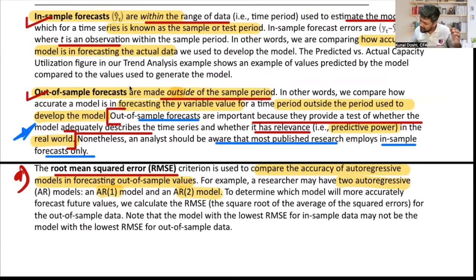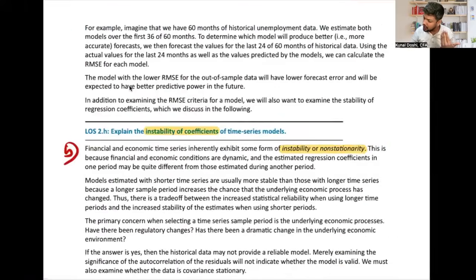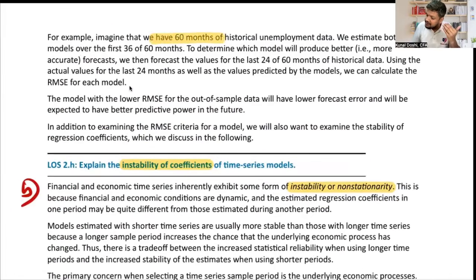To determine which model is more accurate, we calculate RMSE. You don't need to know how the RMSE is calculated. Just remember, the lower the RMSE, the more reliable, but lower RMSE out of the sample, not in sample, and both may not be the same. Imagine that we have 60 months of historical data. We estimate both models over the first 36 months to determine how the model will produce the forecast for the next 24 months. We are using out of the sample data, using the actual values of the last 24 months, to predict the future 24 months.